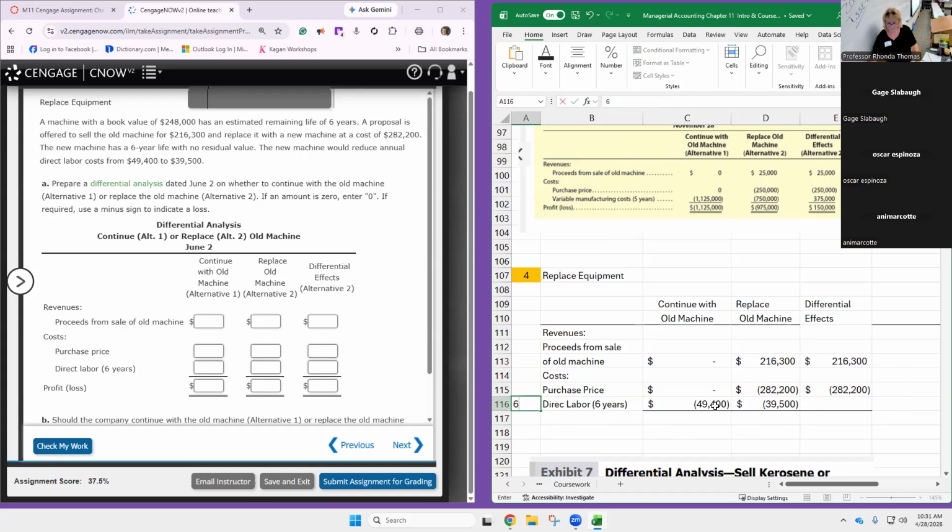And then let's go equals 49,400 times 6. And that's going to be a cost, so it's going in there as a negative. And then this one is going to be a cost of 39,900 times 6. Okay. And then, all right, so now we're just going to add down whatever is here, and we're going to bring that to each column.